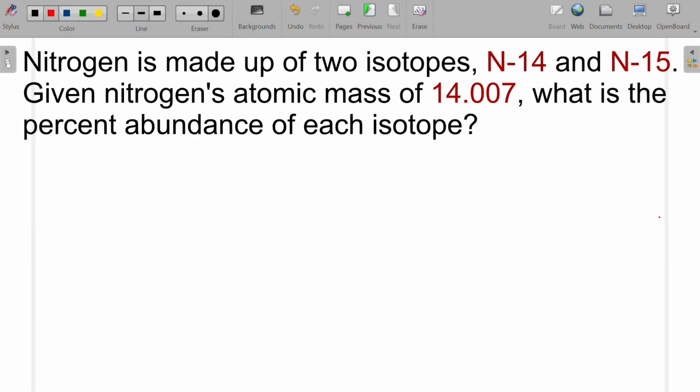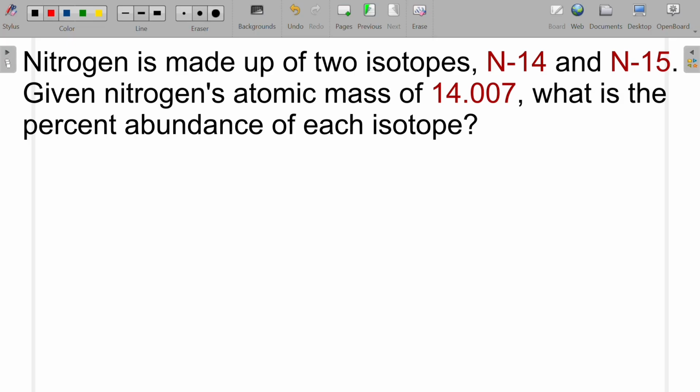Hello viewers. So we have this question that says nitrogen is made up of two isotopes, N14 and N15. Given nitrogen's atomic mass of 14.007, what is the percent abundance of each isotope? So we are given the average atomic mass for nitrogen, and we are also given the masses for each isotope. We have N14 and we have N15. And what we are looking for are percentage abundances.